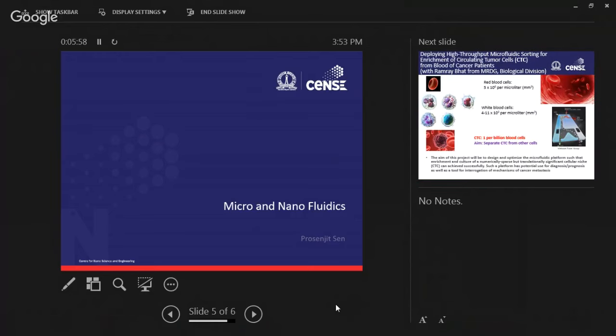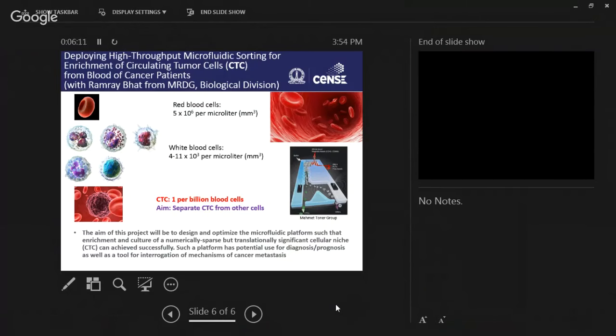So that was the first area. The second area where another project is available for the interdisciplinary program is in micro and nanofluidics. In this, we are trying to develop high throughput microfluidic sorting for enrichment of circulating tumor cells from the blood of cancer patients. So, a brief idea about what CTCs are. CTCs are the cells which come out from the primary tumor, go into the blood, circulate all over the blood, and then go into different organs and lead to secondary tumors in those organs.